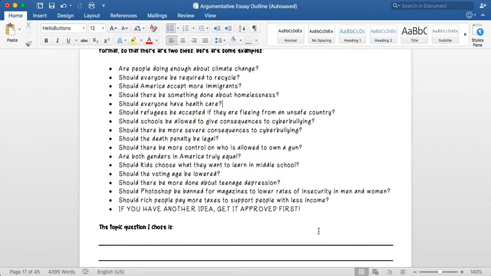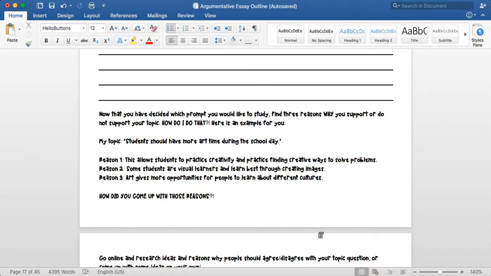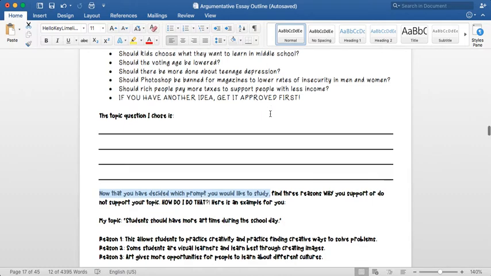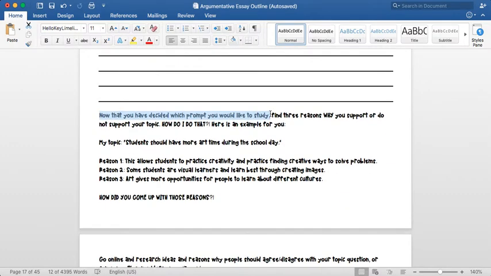Either you're going to be on one side or the other side, but your essay is going to be arguing your point of view. So let's use climate change as an example. If I were a student and I chose the first bullet point, are people doing enough about climate change? Then I would say, no, people are not doing enough about climate change. That would be my stance, and that's what my essay is going to be all about, arguing that point. So now that you have decided which prompt you would like to study, you can pause the video and choose a topic question. Once you're finished choosing the topic question and writing it down, you can unpause the video and we'll move forward.